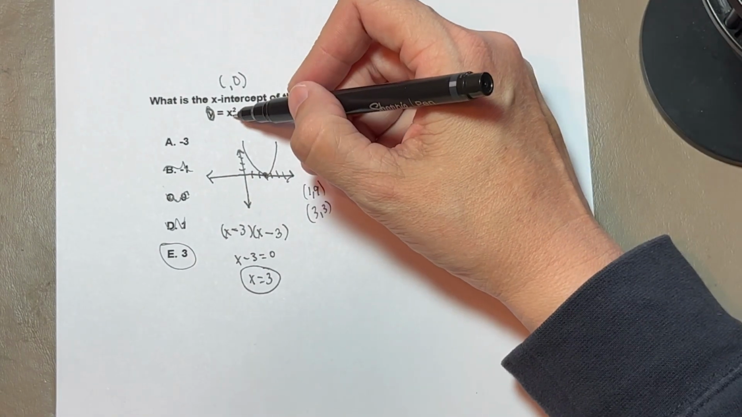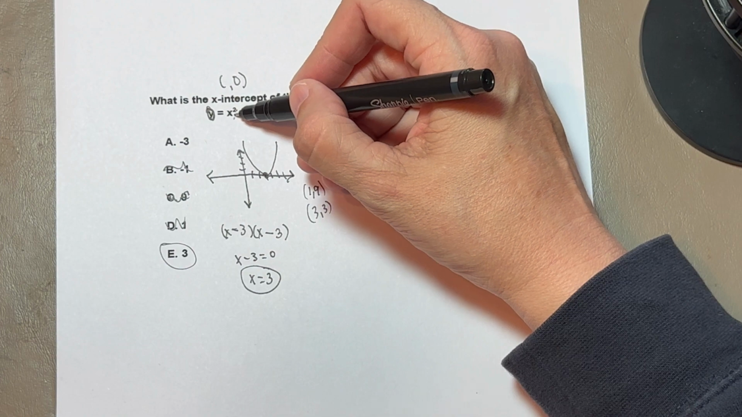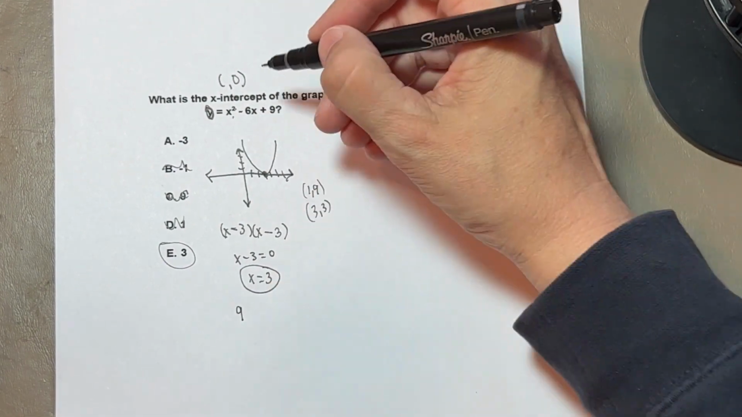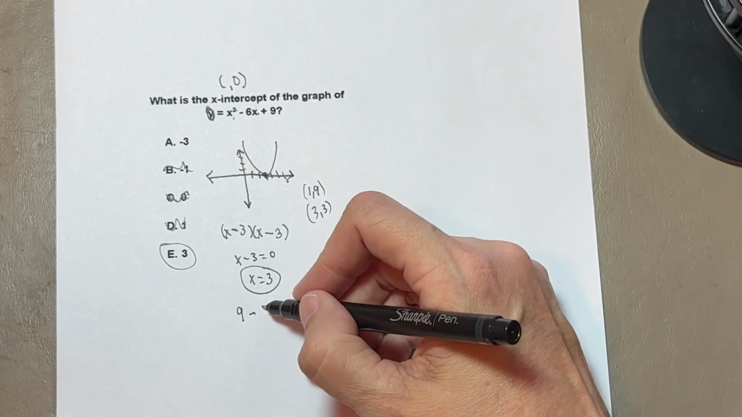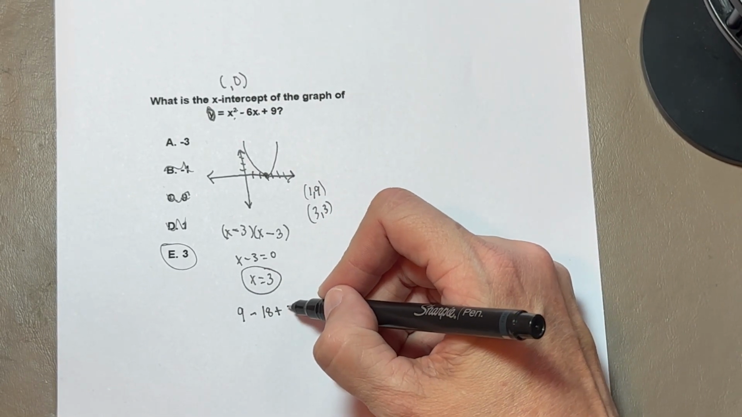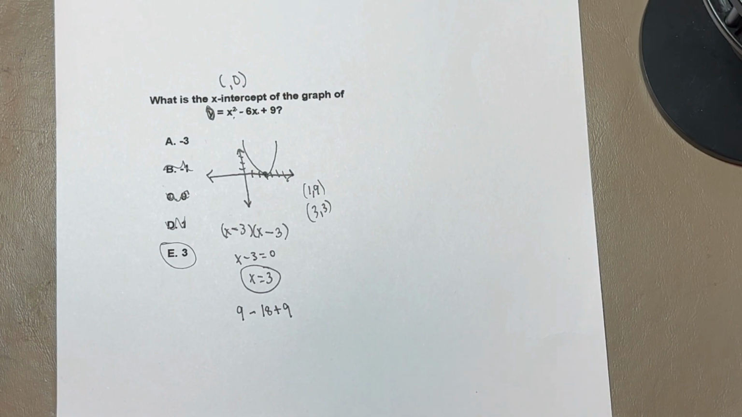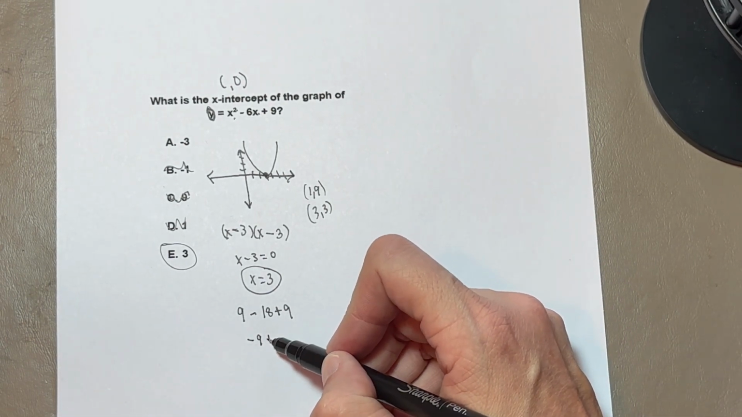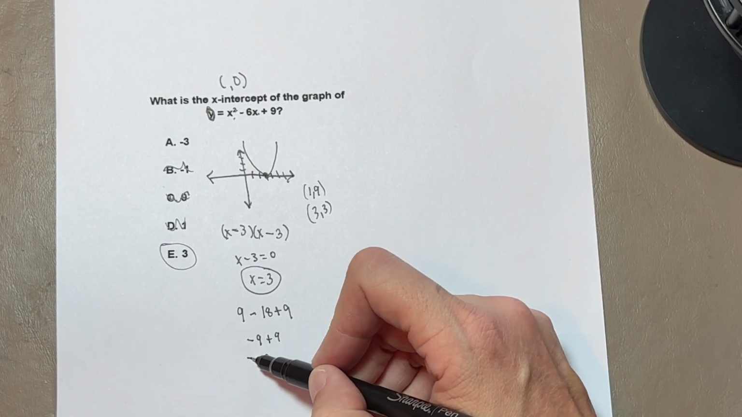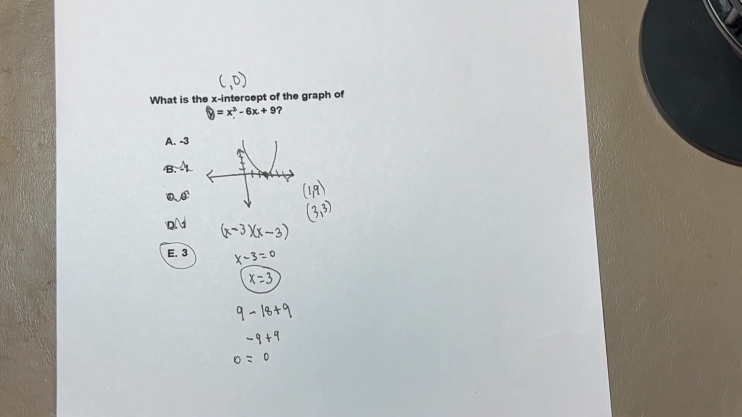So when I put 3 in for x, 3 squared, 3 times 3 is 9. Then I got a minus. 6 times 3 is 18. Then I got a plus 9. From left to right, 9 minus 18 is -9. Plus 9 is 0. So I'll get 0 equals 0. It checks. I hope this is helpful.